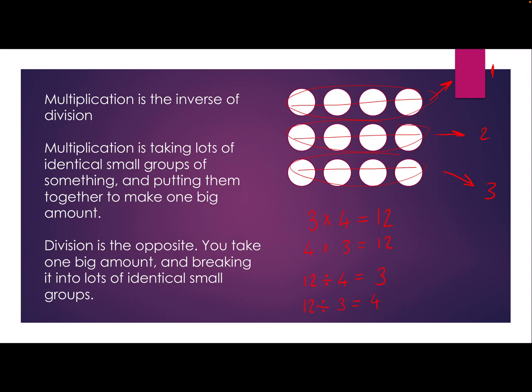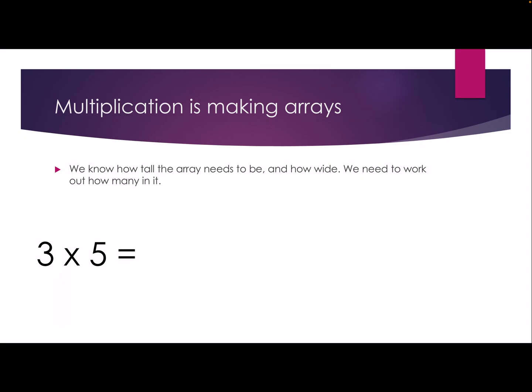Now you can just say, well, I know my times table and I can rearrange it, put the big number at the beginning, and I've got an answer. Fine, but you need to know why this is happening. So multiplication is making arrays. We've just said this, so let's draw one out. 3 times 5. It's 3 rows of 5. 1, 2, 3, 4, 5. 1, 2, 3, 4, 5. 1, 2, 3, 4, 5. It's 3 rows of 5.